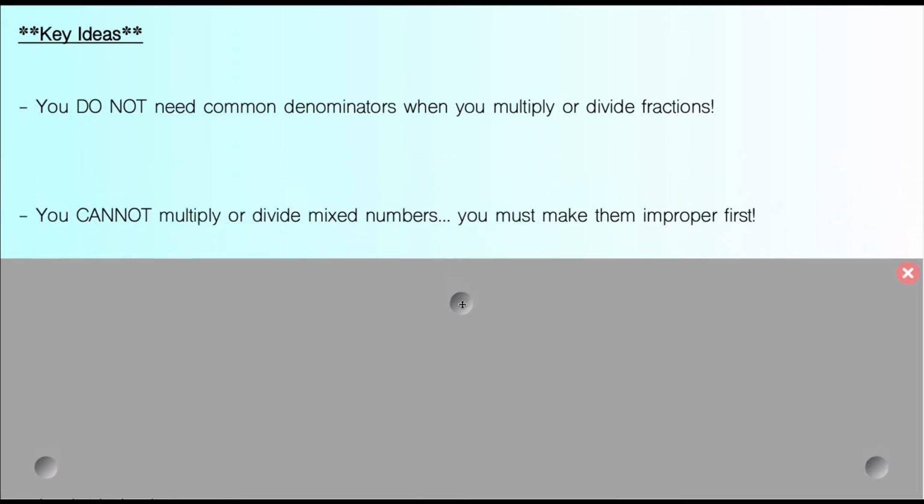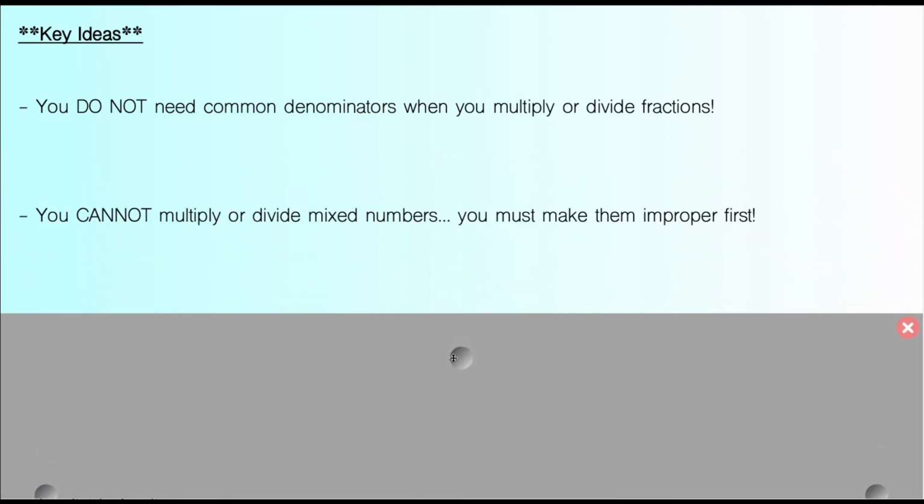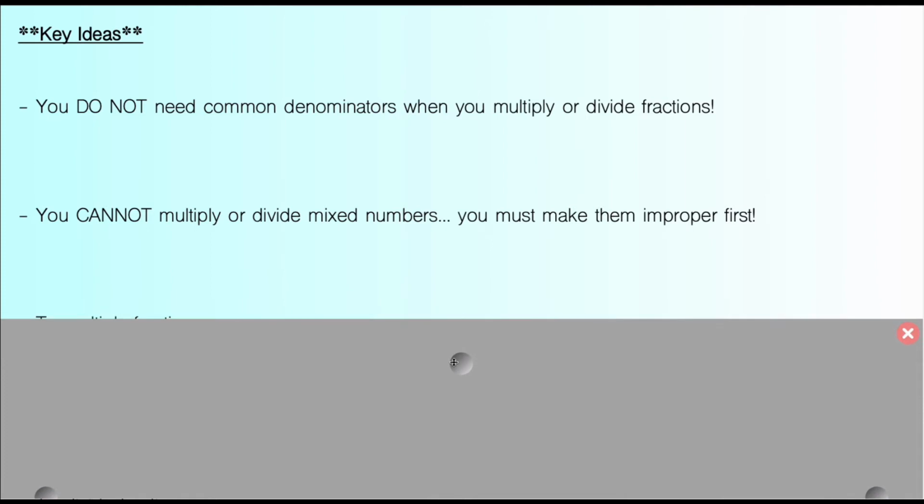Key idea number 2, you cannot multiply or divide when you have mixed numbers. You have to make them improper first. So as a quick refresh, in case you forgot, this is a mixed number, and to make it improper, you need to multiply the denominator, which in this case is 2, by the whole number and add it to the numerator. So 2 times 3 is 6, plus 1 is 7. So this fraction is the same as 7 halves. And if you were multiplying or dividing with 3.5, you'd have to write it in this form first.